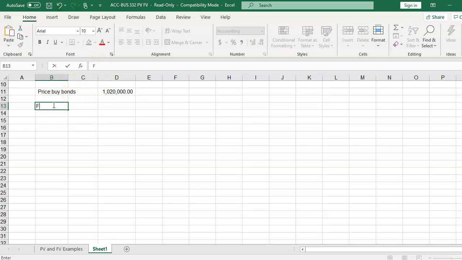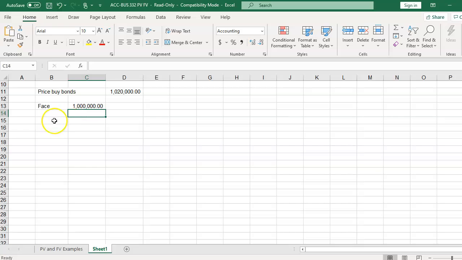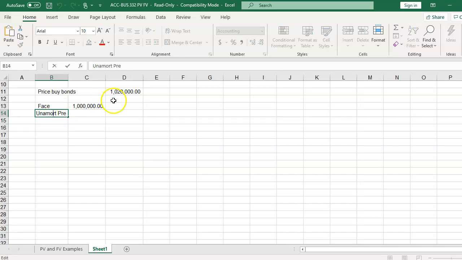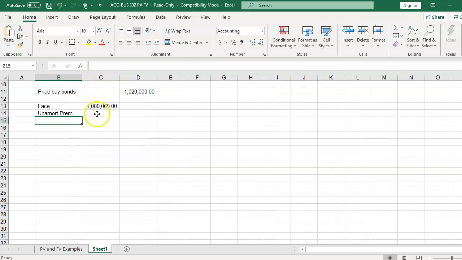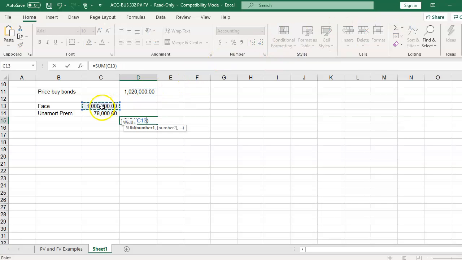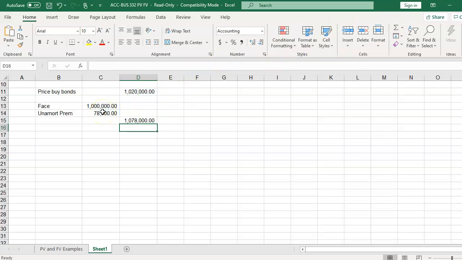Then I've got the face amount, and that was the original $1 million. I've got unamortized premium, and that was 78. And that should actually say premium. Okay, and let me widen that a little bit. And then we got 78,000. And the sum of those two, if I add those two up, I get 1,078,000. Okay, and then that's my difference.